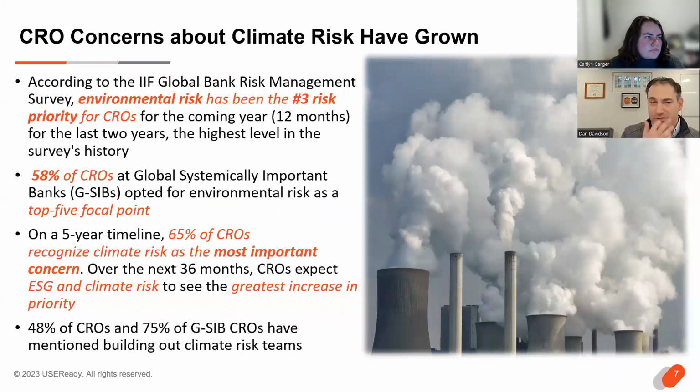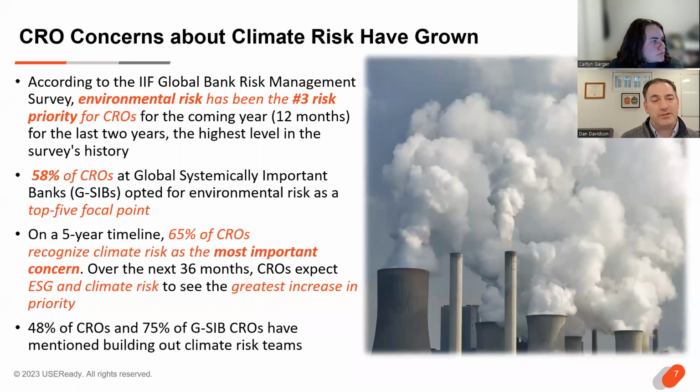So chief risk officers at banks are becoming concerned about climate risk as well. According to a global bank risk management survey, environmental risk has been the #3 priority for chief risk officers for the past couple of years. And this has grown a lot. I think if you look back at that survey several years ago, climate risk or environmental risk wouldn't have even been on the list. And now it's the #3 risk.